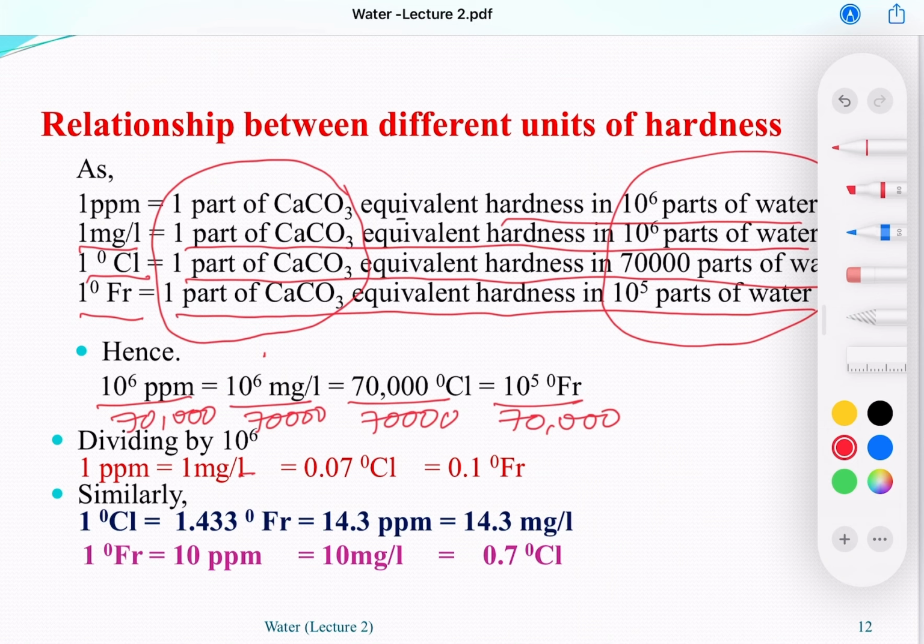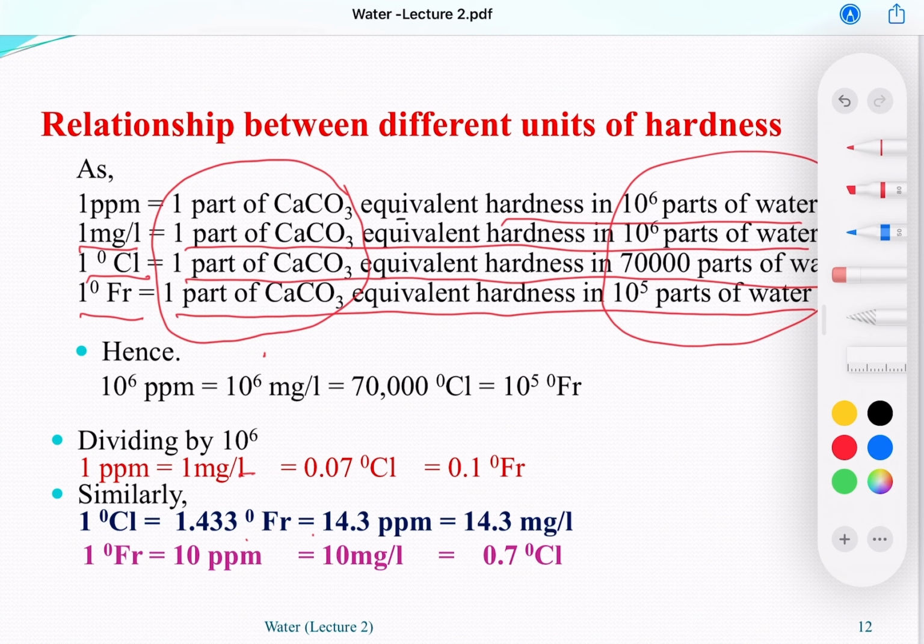When you divide it, you will get 1.433 degree French is equal to 14.3 ppm is equal to 14.3 milligrams per liter. So this is how you can express in terms of degree Clark.